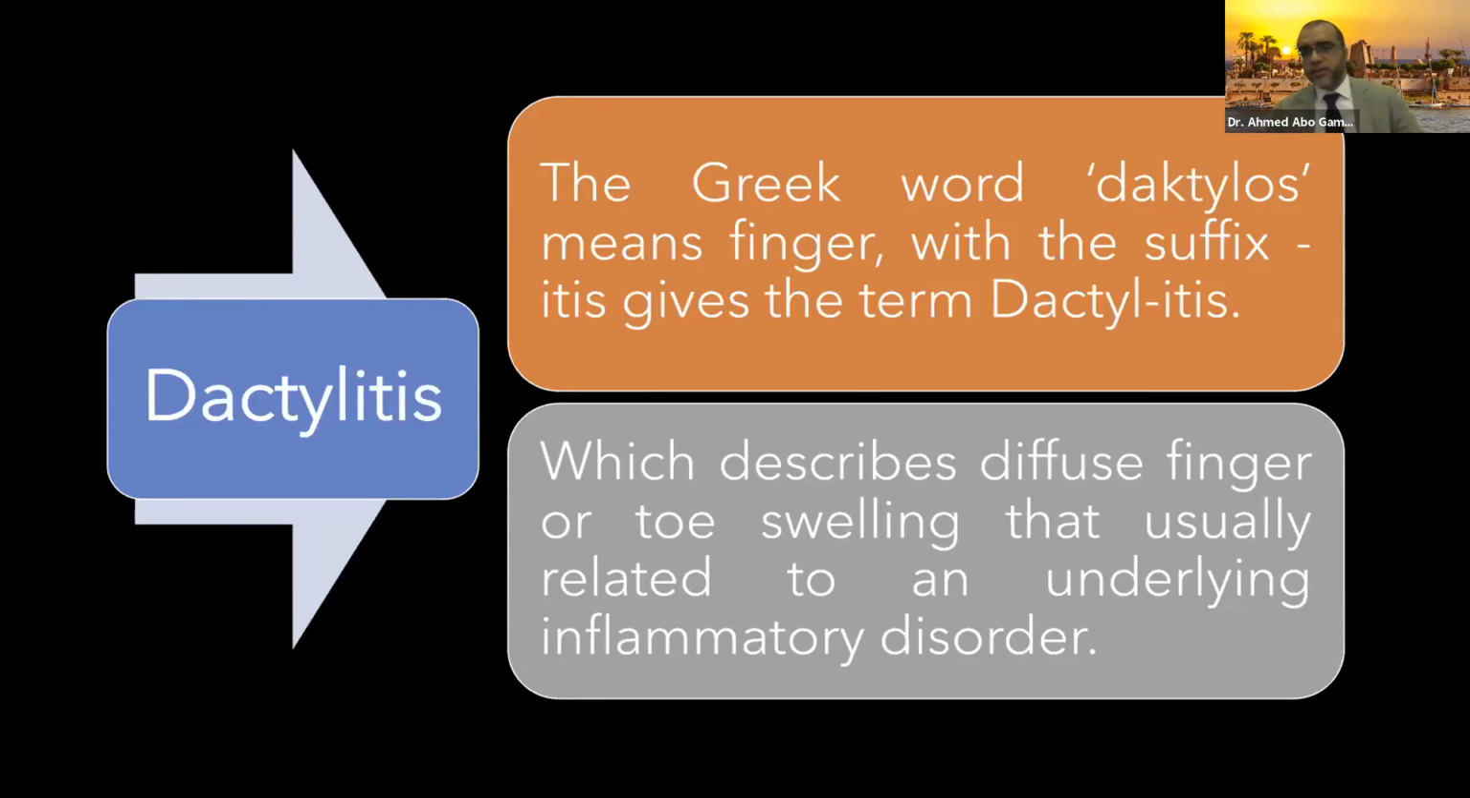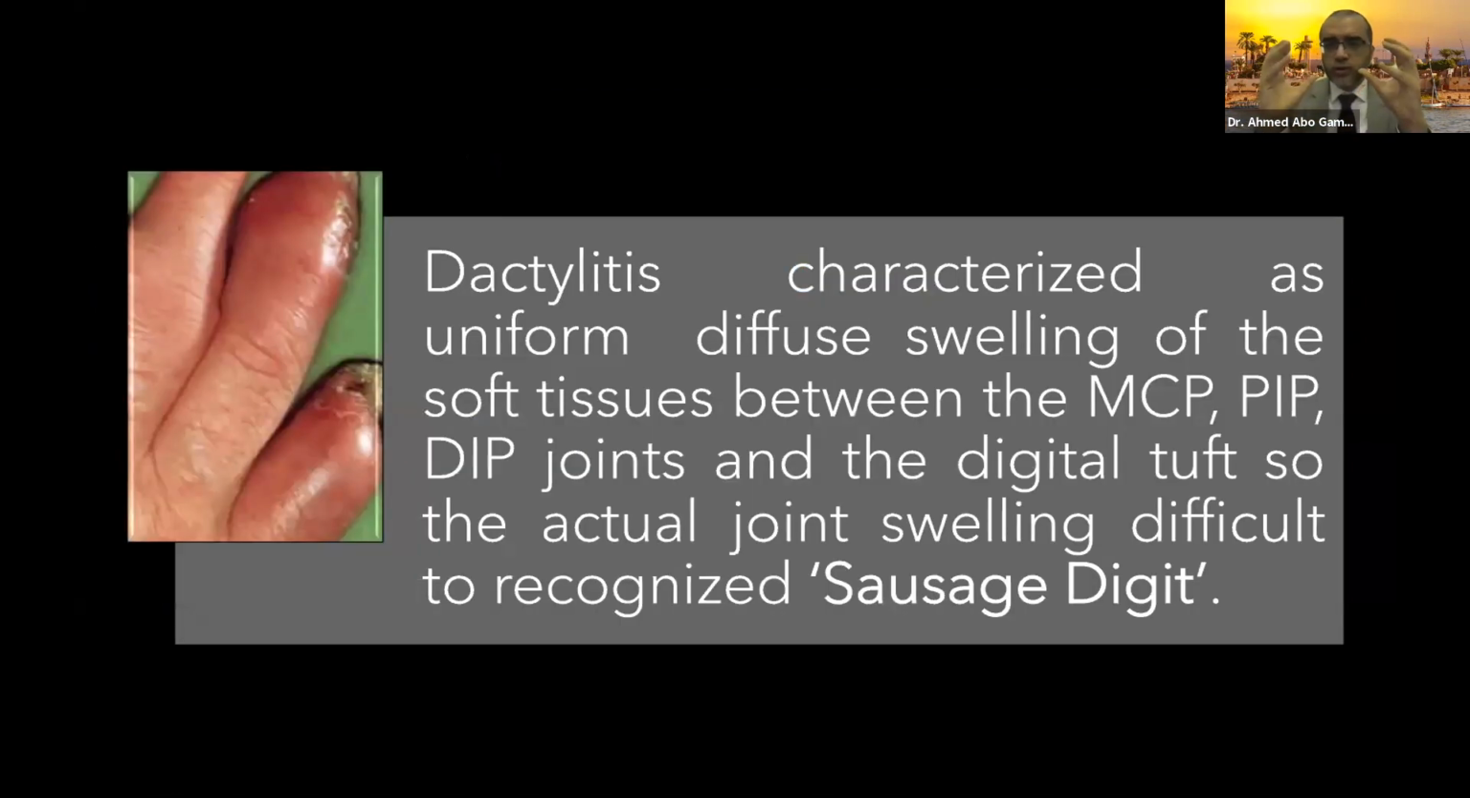Dactylitis comes from the Greek word dactylus, which means fusiform swelling of the digit, either toes or fingers, and is usually described as a sausage digit due to the fusiform or homogeneous swelling of the digit that obliterates the DIP and PIP region, so you cannot palpate the joint very well. So it's called dactylitis or sausage digit due to the homogeneous inflammation and swelling of the digit.